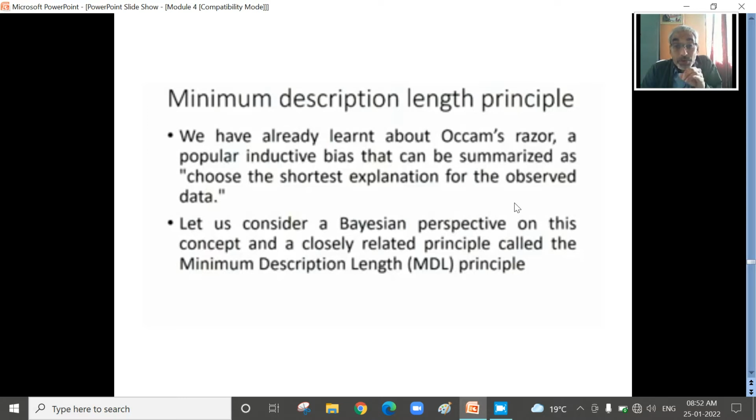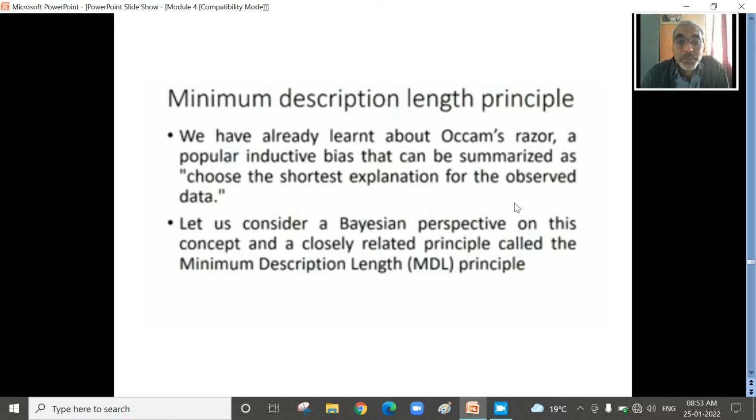Now we are going to see how we can use the concept of Occam's razor, that means how we can put an inductive bias into our Bayesian perspective. In our previous section, we have seen the maximum a posteriori hypothesis. We saw what is meant by the maximum a posteriori hypothesis, and from that we came to the maximum likelihood hypothesis, and we tried to establish the relation between the sum of squared errors, etc.